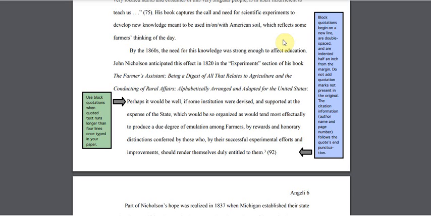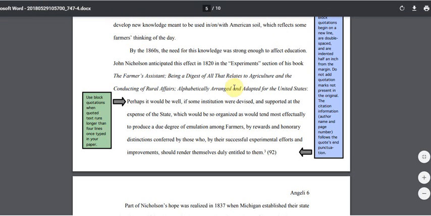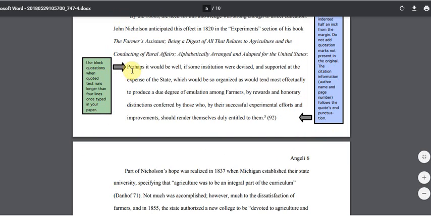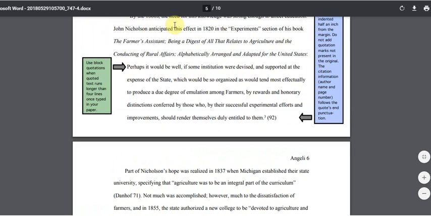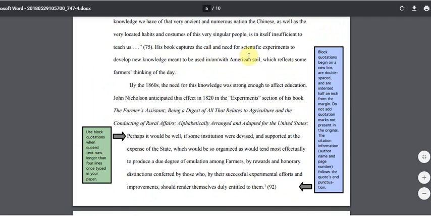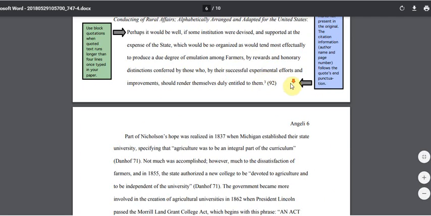So the citation information, author name, and page number follows the quote's end punctuation here, right? Notice, too, they do have a footnote, but we're not bothering with those for this. If quoted text runs longer than 4 lines once typed in your paper, you're going to use the block quotes, right? So this is more than 4 lines. It's 5. And notice that they mentioned the source up here, who is John Nicholson, and then they put the page number here.